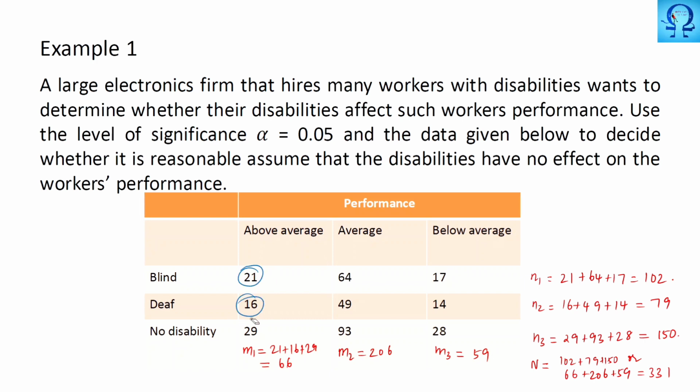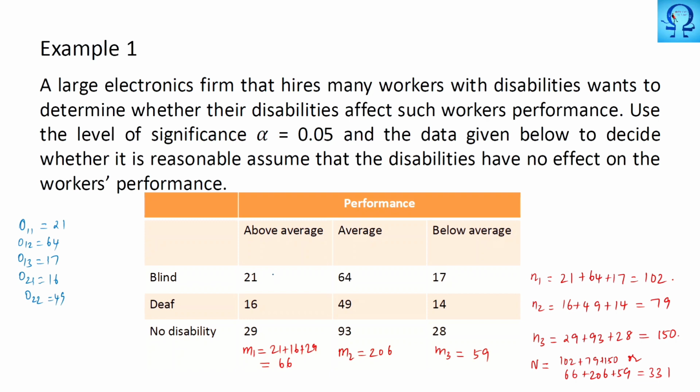Whatever is given in the table is the observed frequencies. Here, O11 is 21, O12 is 64, O13 is 17, O21 is 16, O22 is 49. So in this way you can understand these are the given observed frequencies. Now let us calculate the expected ones.